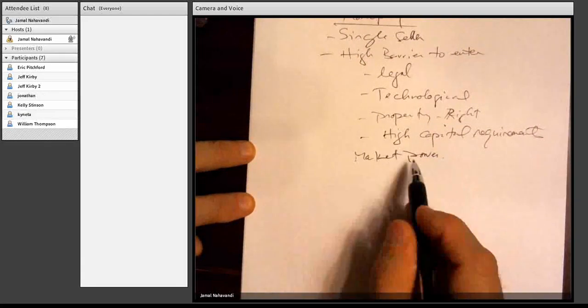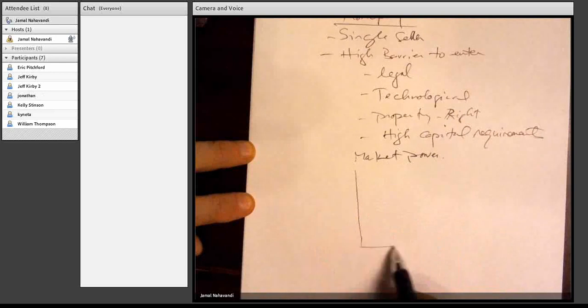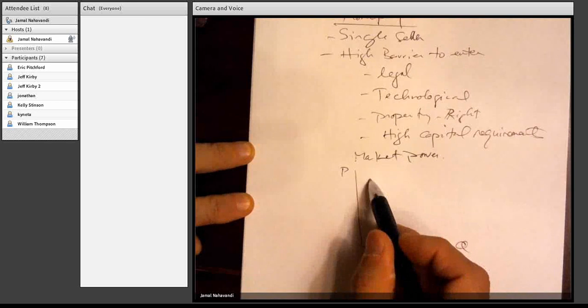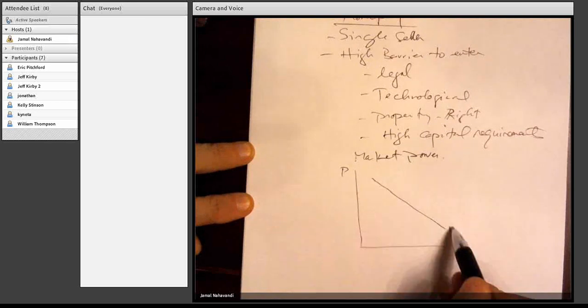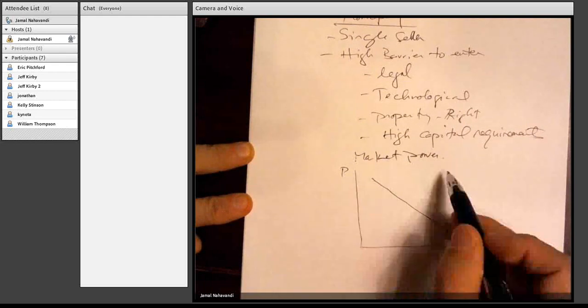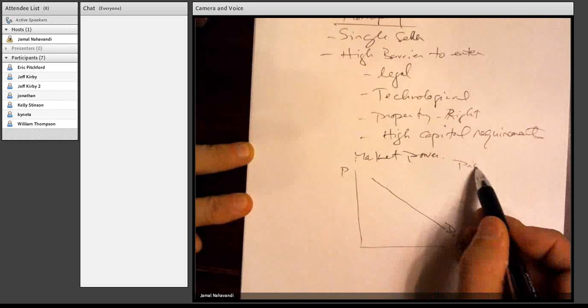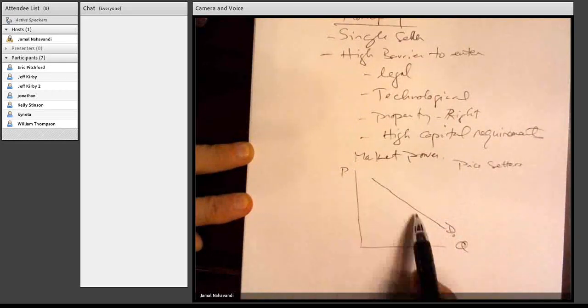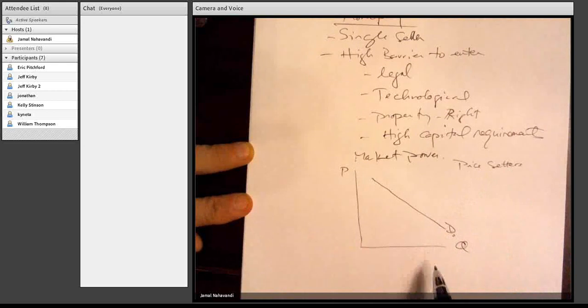And if you have market power, that means the demand curve that your customers face is downward sloping, like monopolistic competitors. And so they are price setters, meaning that they can set the price and then consumers will decide how much to buy.